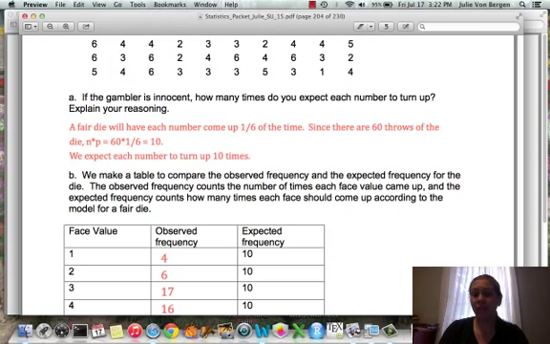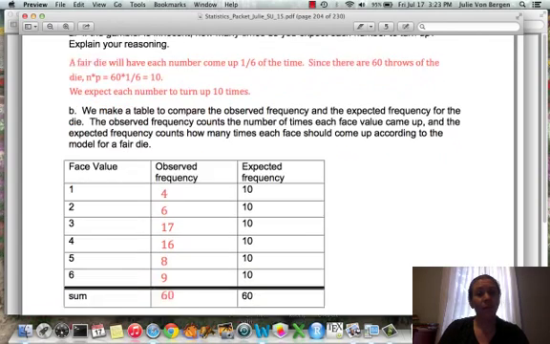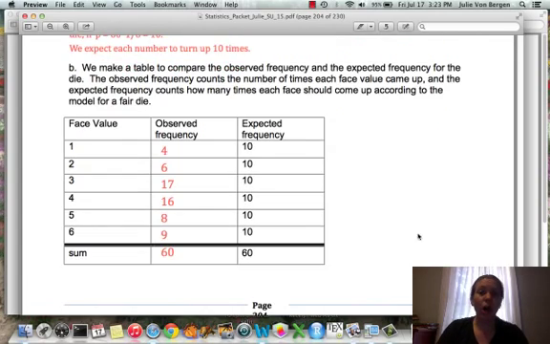So we're going to make a frequency table. We make a table to compare the observed frequency and the expected frequency for the die. The observed frequency counts the number of times each face came up, and the expected frequency counts how many times each face should come up according to the model for a fair die. So if we look at our frequency table here, all of the expected frequencies are 10 because if this is a fair die, we expect each face value to come up equally. The observed frequencies I got by counting up the number of times each of these faces came up in the list of rolls up above.